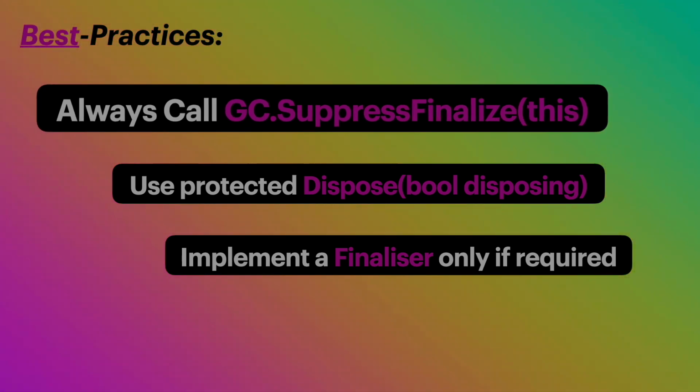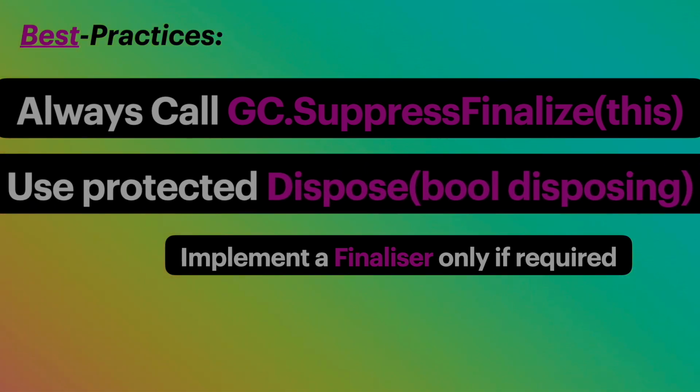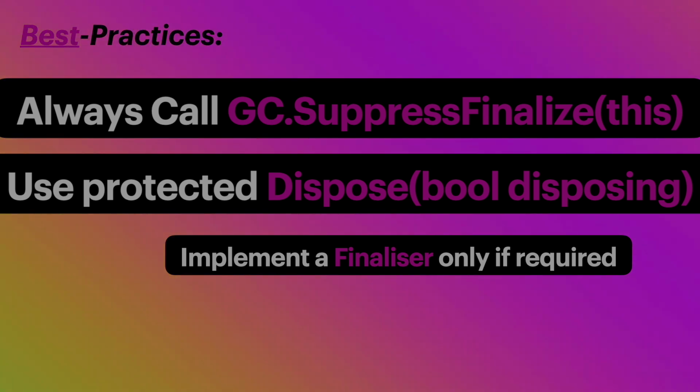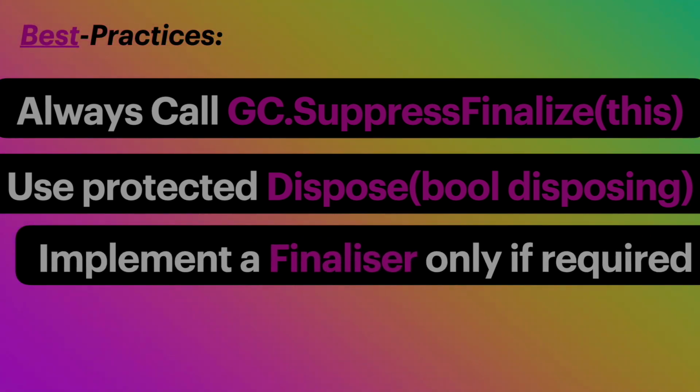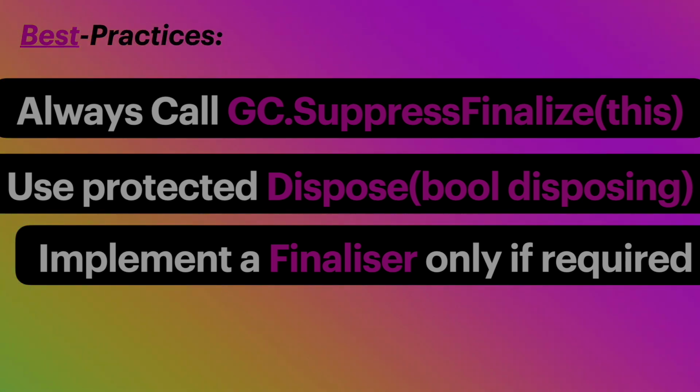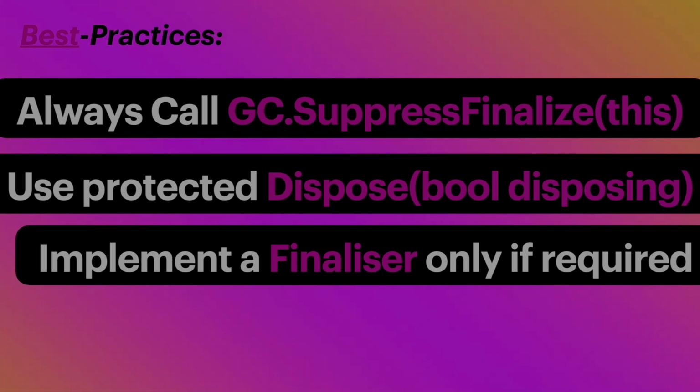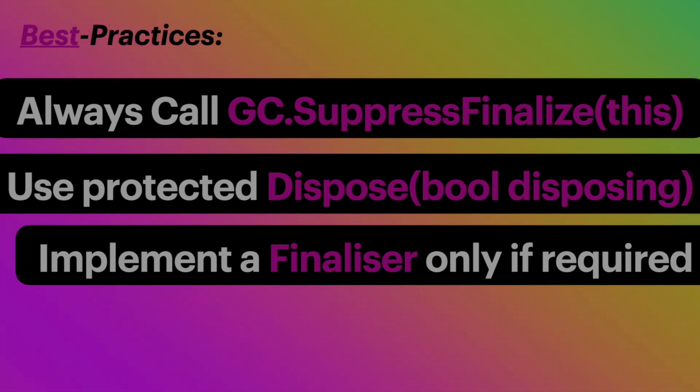Second, use protected Dispose with a boolean parameter, true or false. This method centralizes all the cleanup code and differentiates between explicit and finalizer calls. This is also very important. And the last is to implement a finalizer only if required, because it's a costly process. Use a finalizer only when dealing with unmanaged resources directly. For managed resources, rely on Dispose and don't implement a finalizer. Again, note, a finalizer is a very costly affair, so be careful about it.